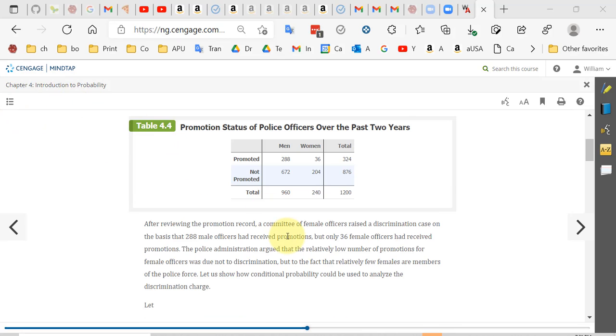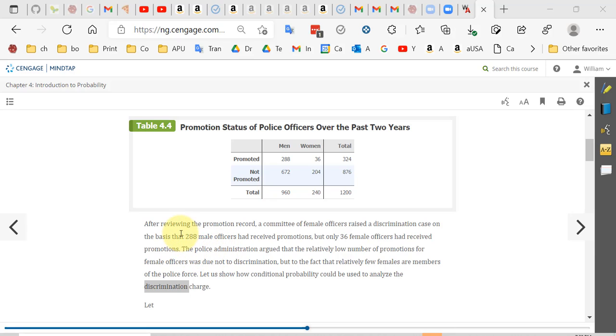So they're going to put this into a question about discrimination. They're going to ask, were the women discriminated against? In other words, were they unfairly not promoted as much as the men? That's the general question we're trying to ask, but we want to put that question into a conditional probability question. That's going to help us answer the question of whether there was discrimination. So let's see how they bring this up in terms of discrimination. Let's see what they say.